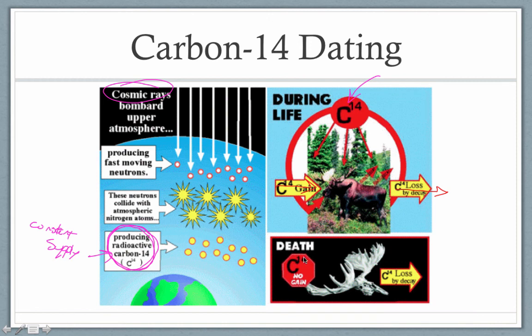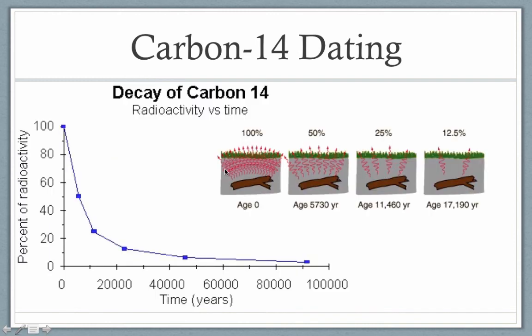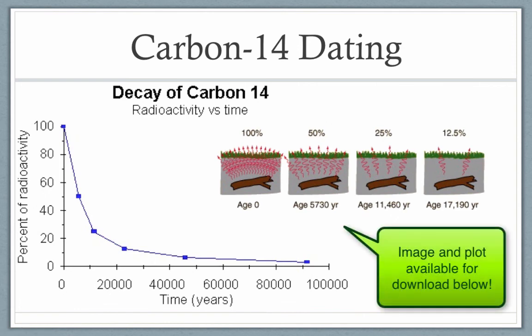Upon death, the eating part stops, right? And as a result of stopping, no more carbon-14 gain. Now is when we get the constant decay rate. Now is when we can start calculating how long ago that particular organism died. Just like before, we can see that plotted on a graph here.